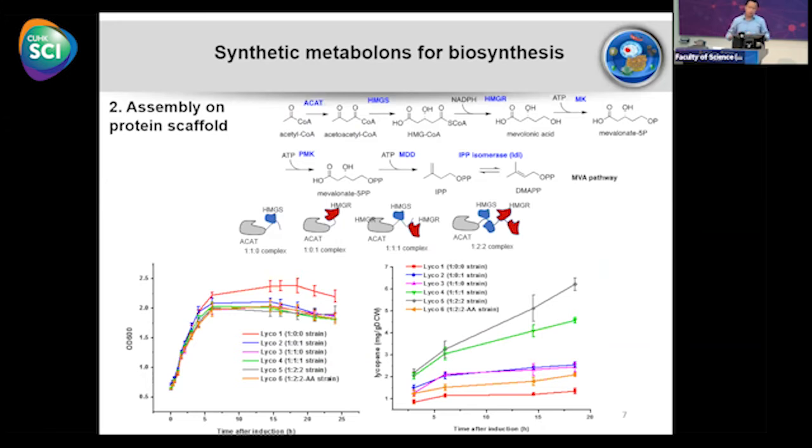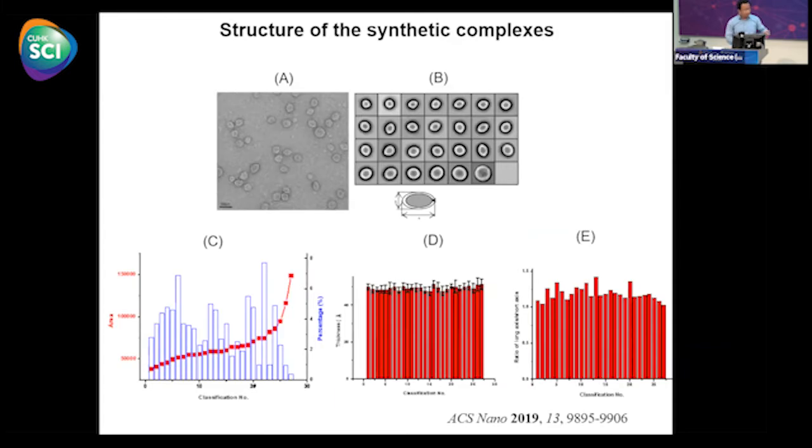How about assembling more enzymes? So in this example, we assemble three enzymes in the mevalonic pathway. Again, there are a lot of enzymes, but three of them are rate limiting, so we assemble them together. I'm skipping the details, but I clearly see these kinds of nanostructures assembled inside a cell. We can analyze these structures. They look like organelles to me. So for the first time, we can assemble these organelle-like structures inside the E. coli cells.